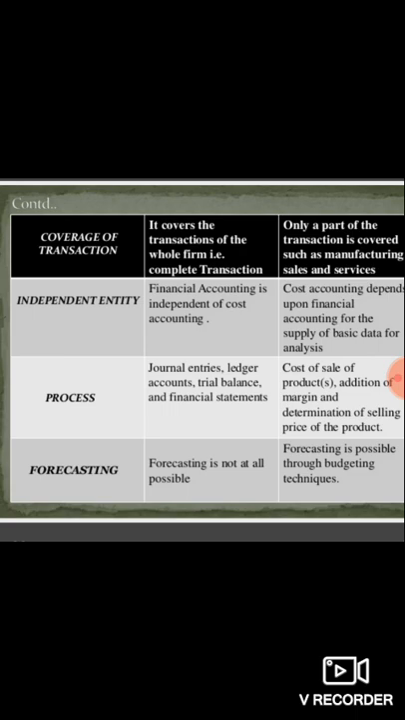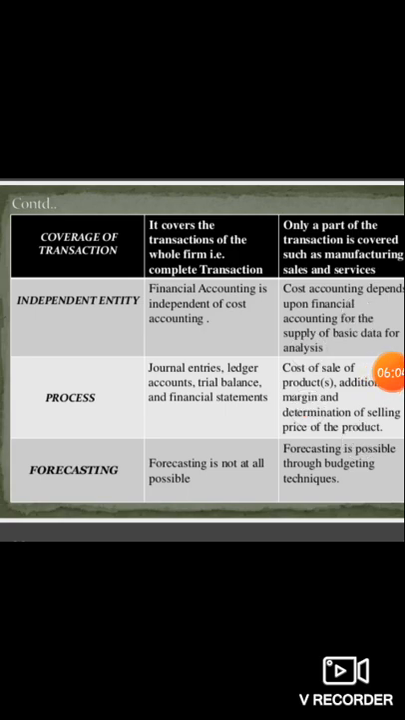Now let's see the process, how the accounts are actually prepared. First, in financial accounting, journal entries are passed, then the ledger accounts are prepared for each account, and the trial balance is prepared to know the arithmetical accuracy, and at last financial statements are prepared to know the financial position of the company. In cost accounting, the cost of sale of the product, addition of margin, and determination of the selling price of the product is done.